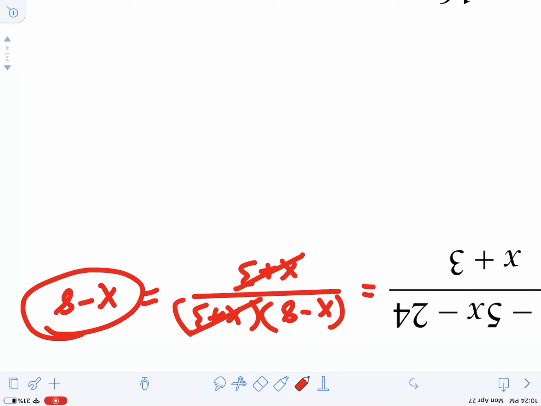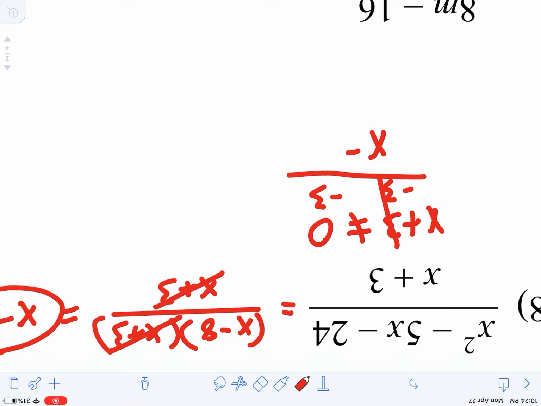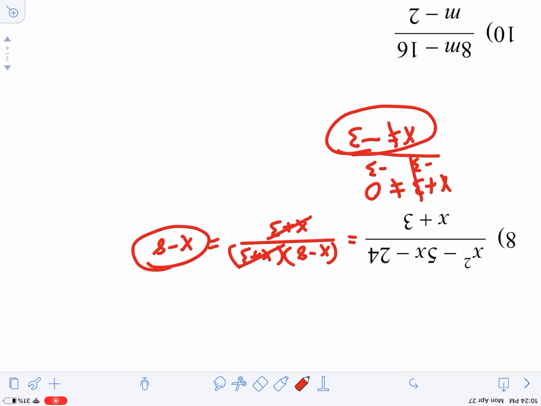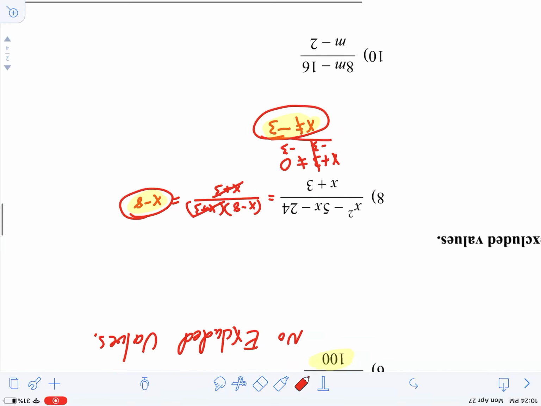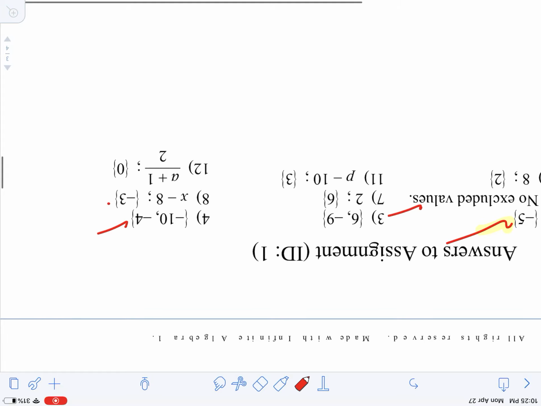Now, we're also supposed to find excluded values, but we did that in the first few problems. Take the denominator from the original problem and set it not equal to 0. Here it's a matter of subtracting 3 on both sides. X cannot equal -3. So it simplifies to x minus 8, and the restricted value is x does not equal -3. Let's look at number 8 and see, yep, right there.